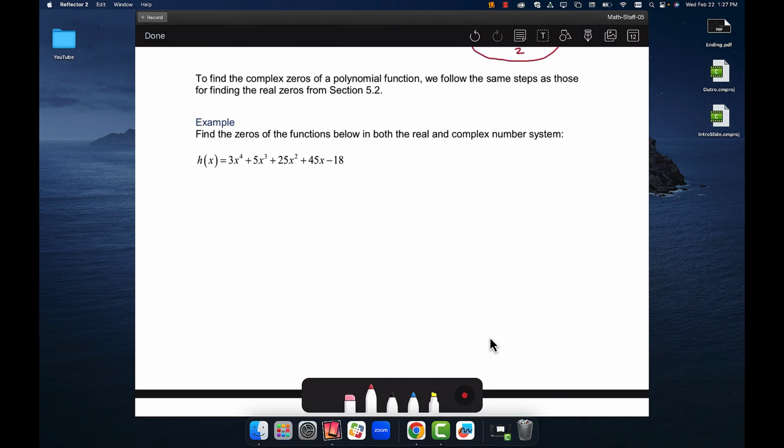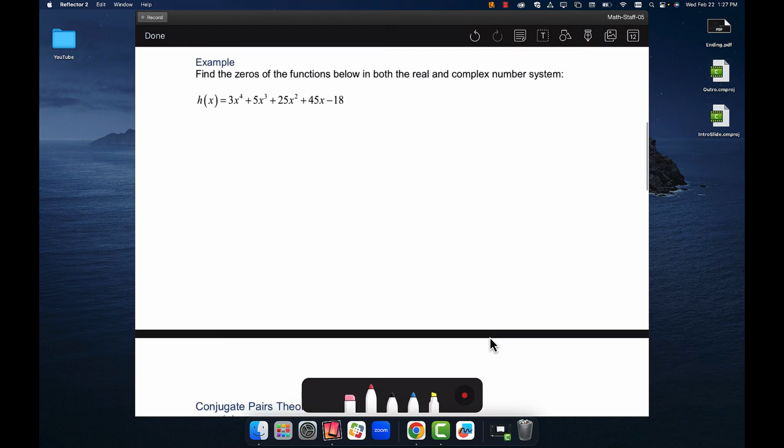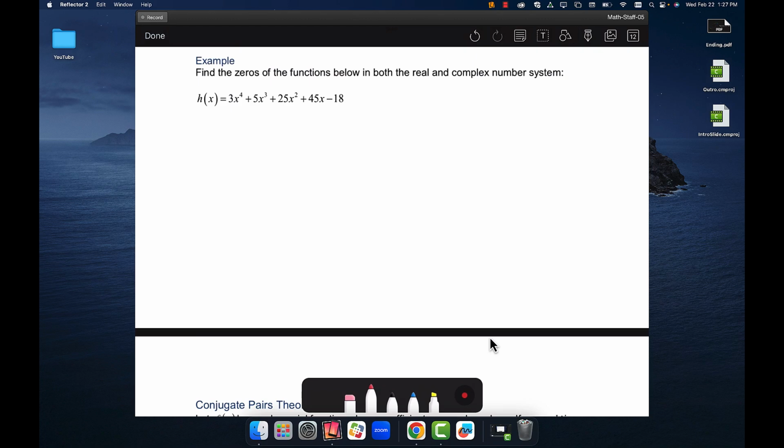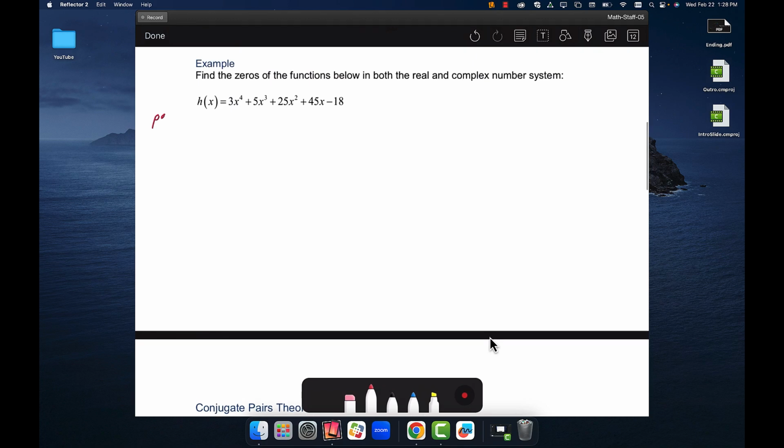To find complex zeros of a polynomial function, we follow the same steps as those in the previous section. So let's find the zeros of this function. We'll look at real and complex. Notice this is a 4th degree polynomial, so we should be looking for 4 zeros. Again, they may not be distinct. Some of them may be due to multiplicity or imaginary. To start, we'll start like we always do with potential zeros.